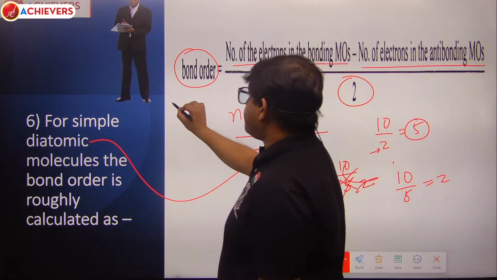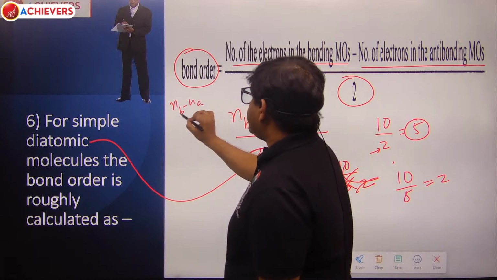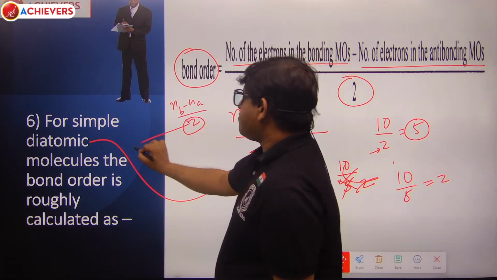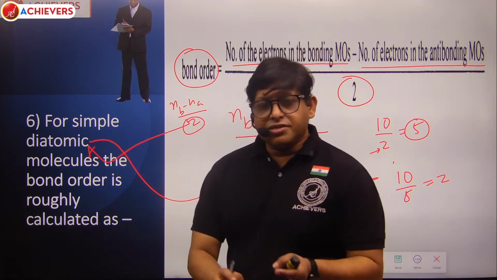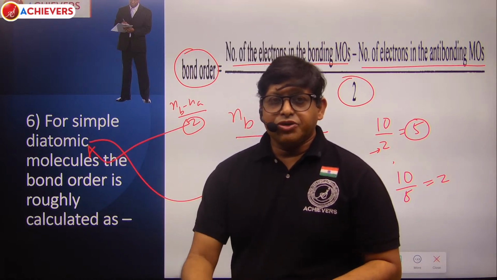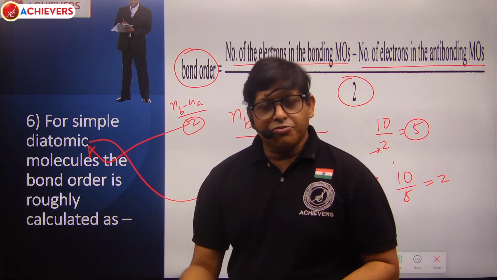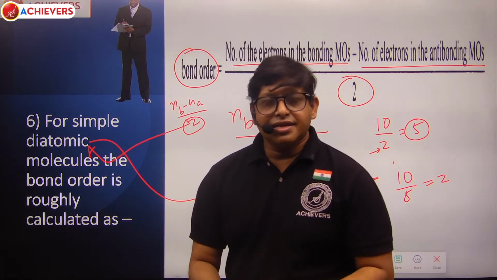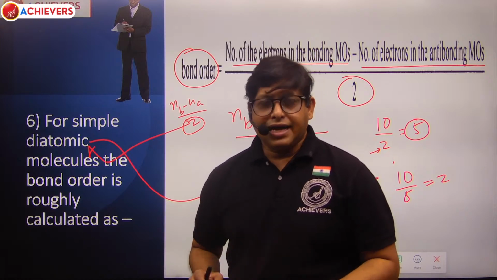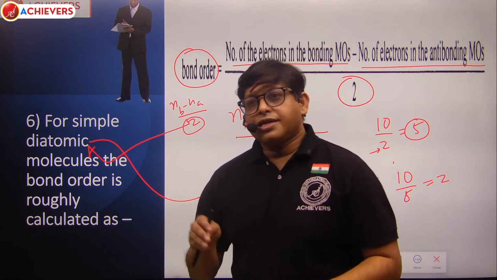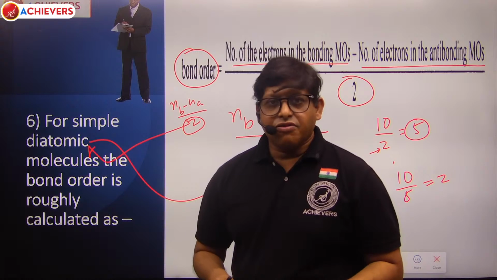But generally, what we see is that everyone does NB minus NA by 2, and the 2 is for diatomic. Coincidentally, your syllabus has Li2, B2, N2, C2, HF, CO, NO, basically all diatomic, so you didn't actually realize that the 2 was coming from diatomic, and you thought that it is a formula. No, that is not a formula.